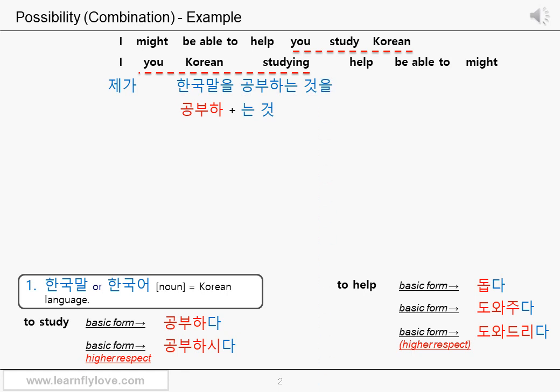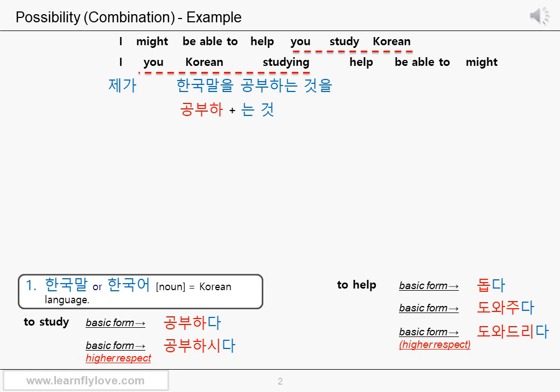So you can add the object particle 을. One more time. 한국말을 공부하는 것을.